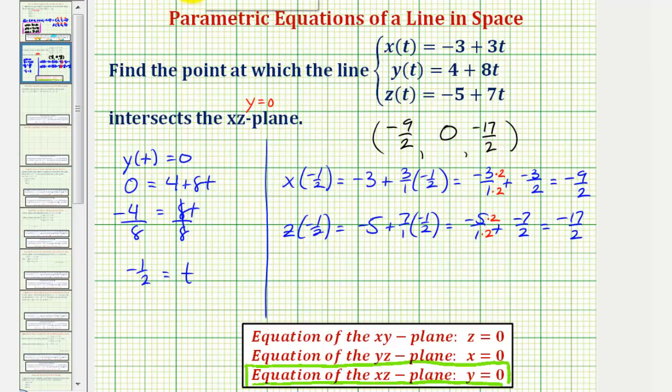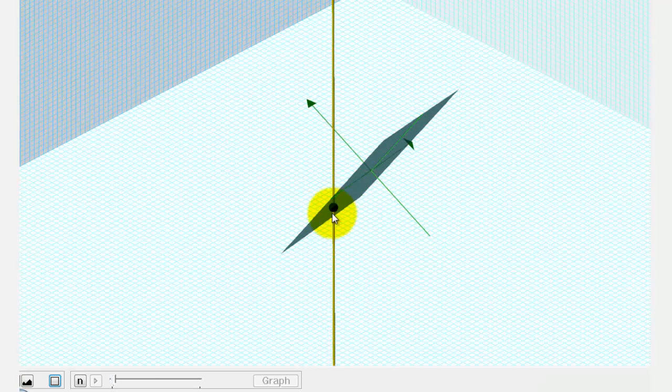This would be the point of intersection of the given line and the xz plane. So again, this point here is this blue point of intersection.